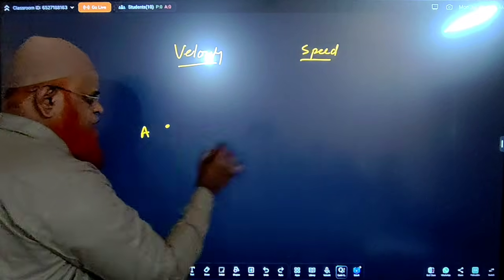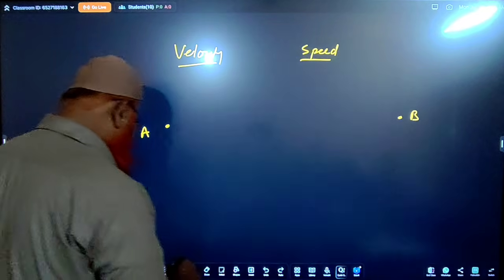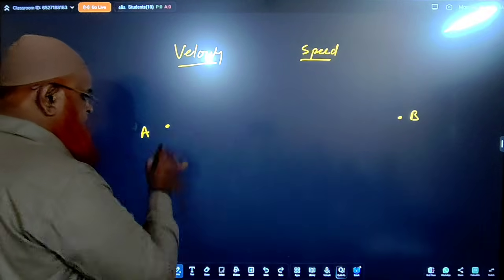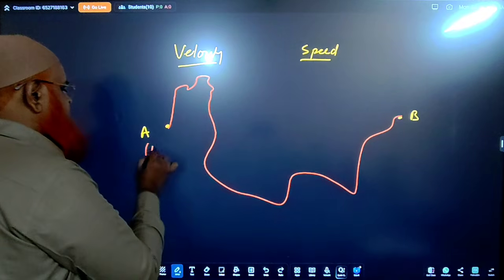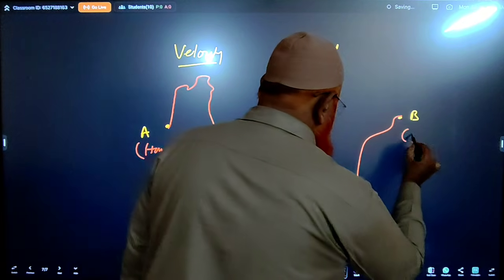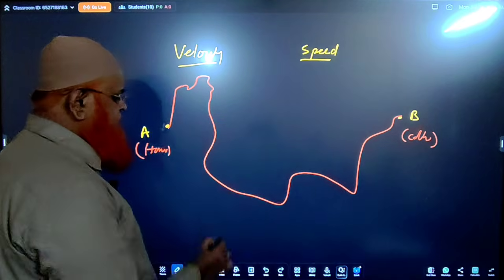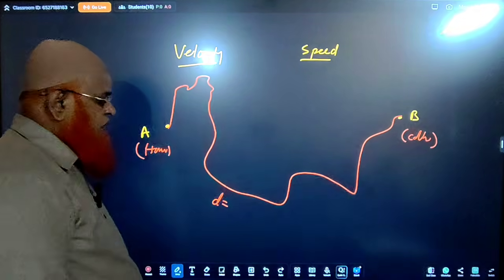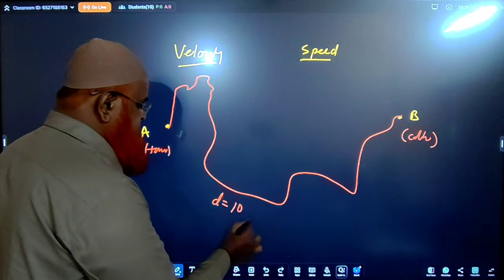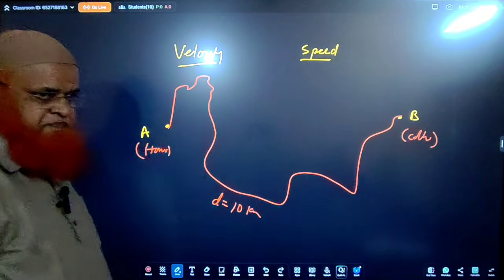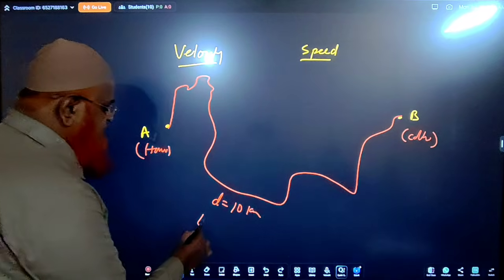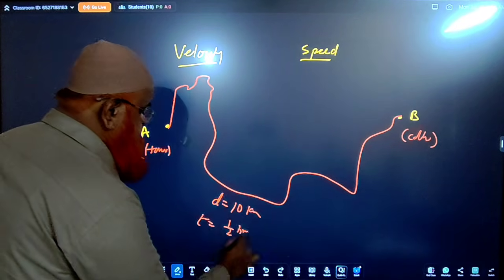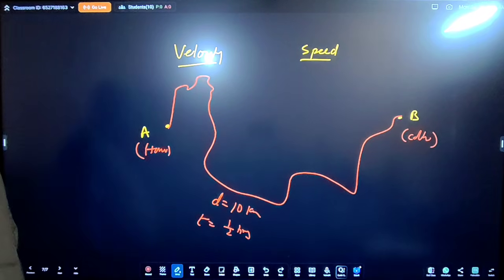For example, this is position A, this is position B, and the path followed by you to travel to your house. For example, position A is your house and position B is your college, and the distance traveled by you is 10 kilometers. Understood? The time taken by you is half an hour.